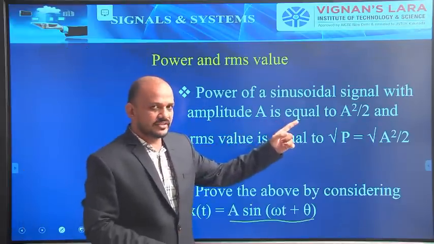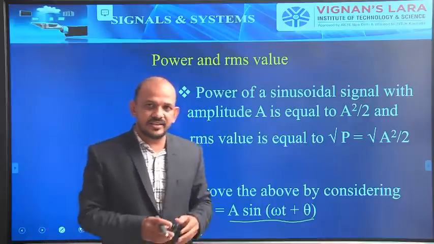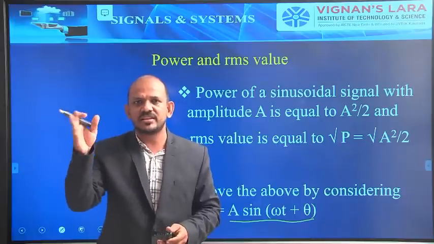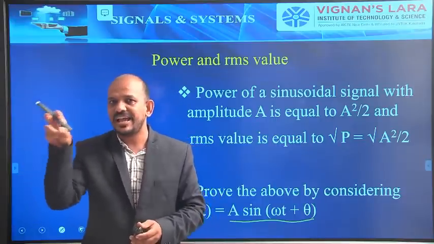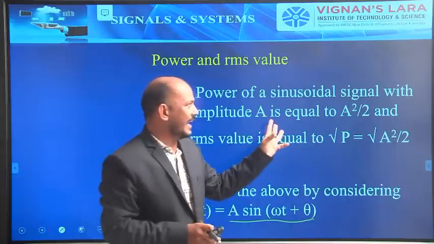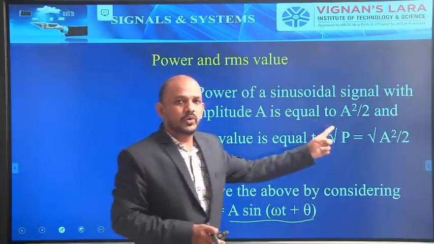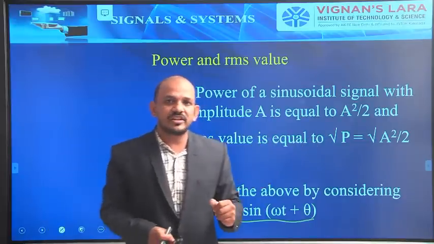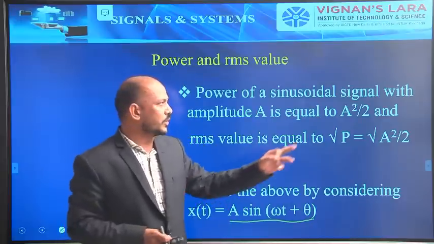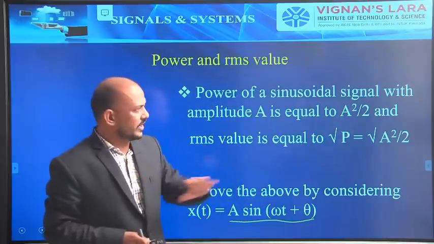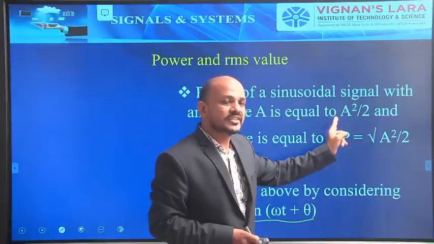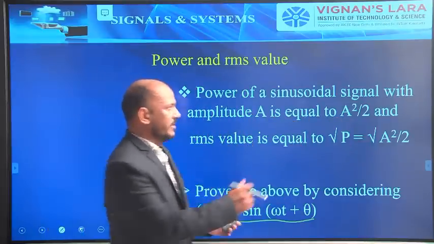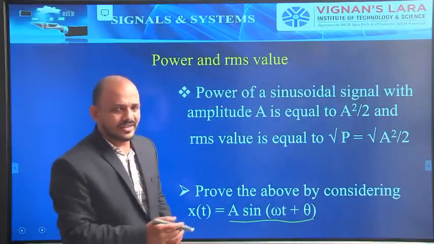See, the power of a sinusoidal signal with amplitude A. If there is any sinusoidal signal, either sine or cosine, having amplitude A, then the power of that signal is equal to A square by 2, where A is the amplitude of that signal. And for the RMS value, I said power is equal to A square by 2, so that is the mean square value.